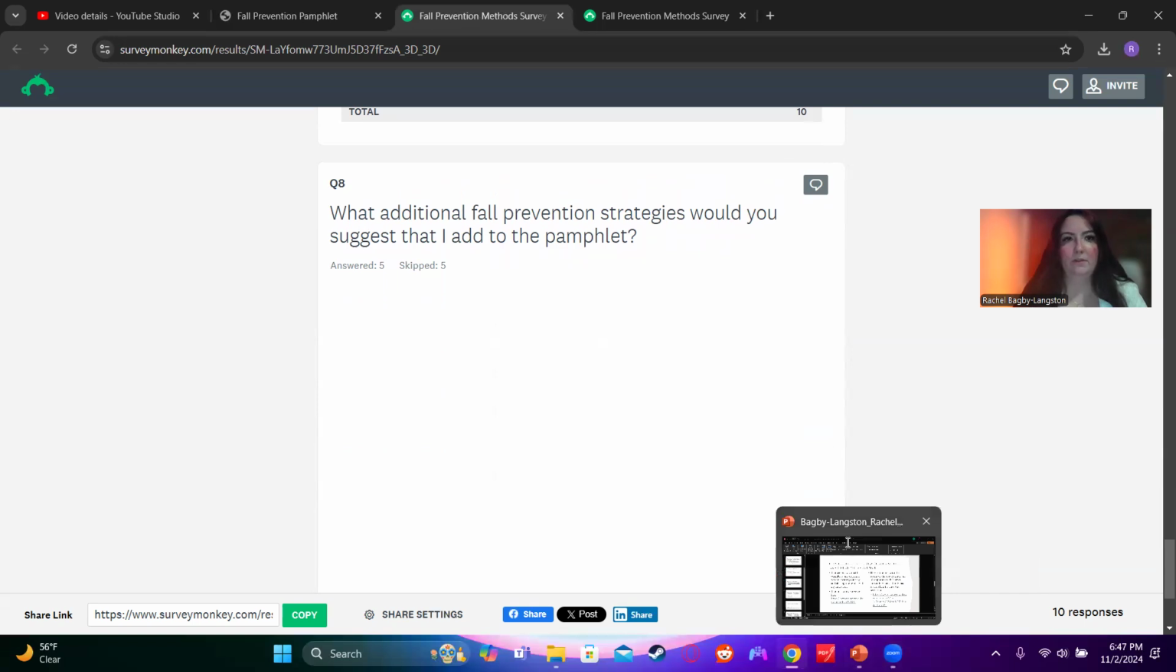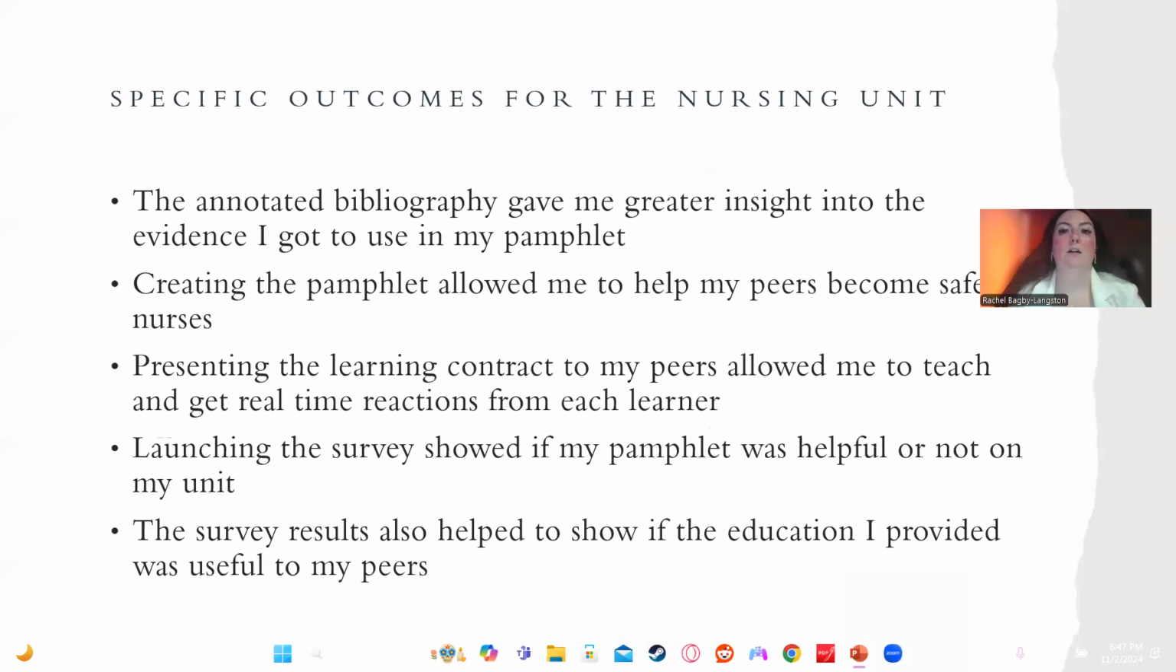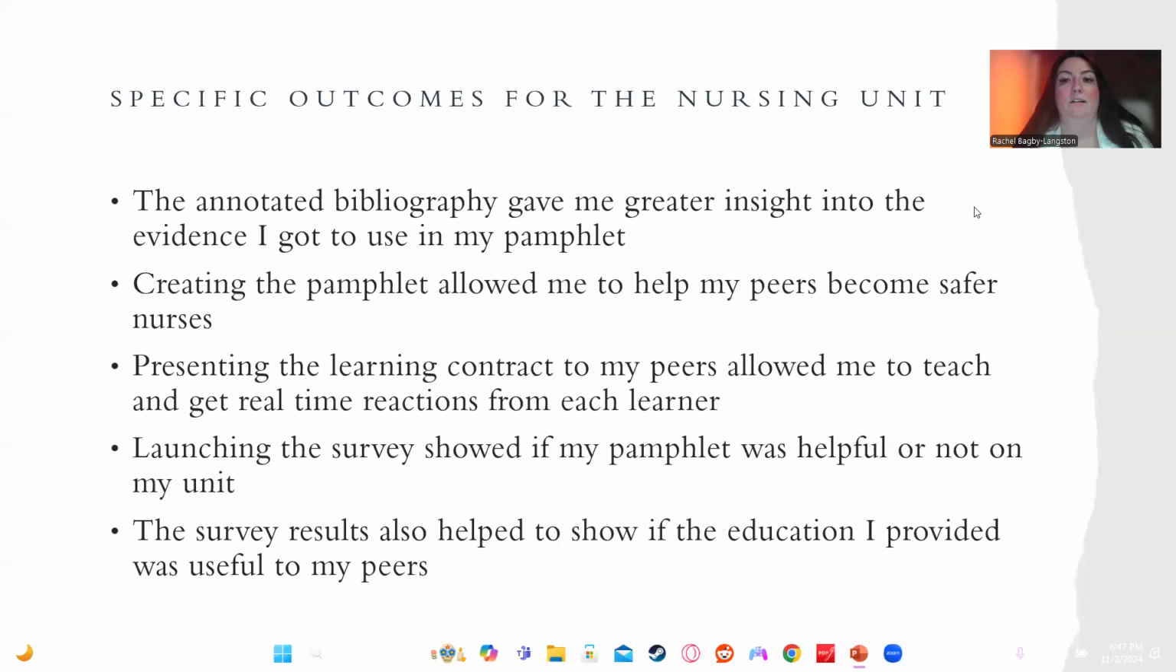All right, we'll go back over to the PowerPoint here. Specific outcomes for the nursing unit. The annotated bibliography gave me greater insight into the evidence I got to use in my pamphlet. Creating the pamphlet allowed me to help my peers become safer nurses. Presenting the learning contract to my peers allowed me to teach and get real-time reactions from each learner. Launching the survey showed if my pamphlet was helpful or not on the unit, which it looked like it was.